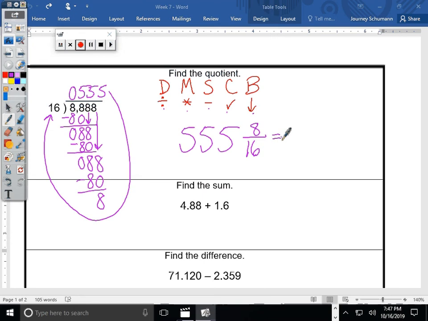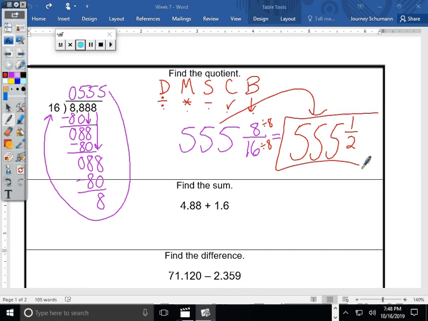Not a bad answer, but it could be simplified. Do you notice that 8 is half of 16? I can actually divide both the top and the bottom of this fraction by the same common factor. The greatest common factor that goes into both is 8. So when I do that, I end up with 8 divided by 8 gets me 1, and 8 goes into 16 twice. And this whole number comes along for the ride. No one wants to lose 555 of something. That'd be an awful lot. And this could be our final answer.